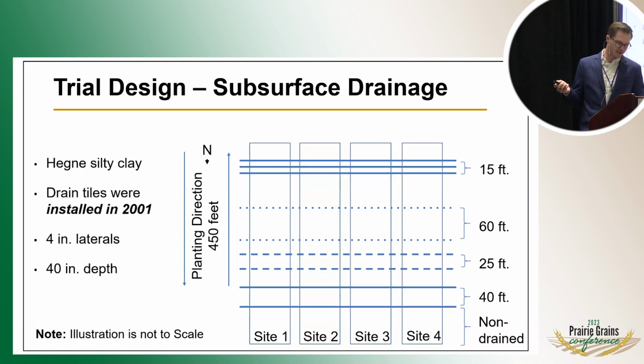And then when they installed this subsurface drainage, it was randomly assigned. So that's why we have 15 feet, 60, 25, 40, then a non-drained site way down on the south end. And those were put in at a depth of 40 inches.